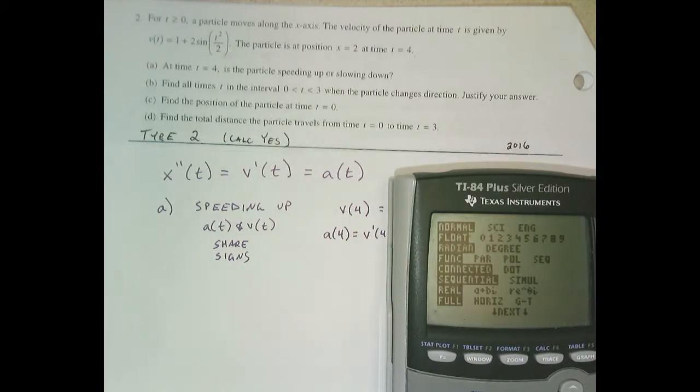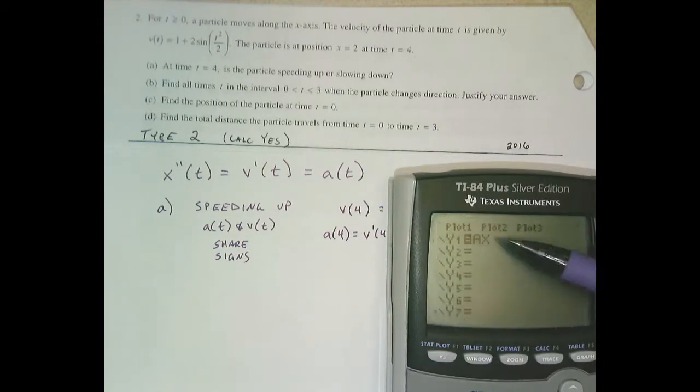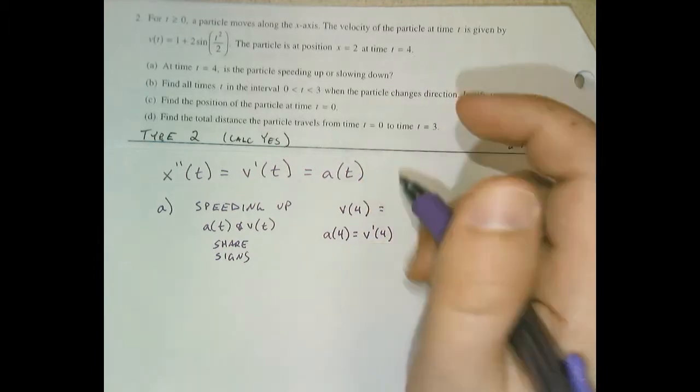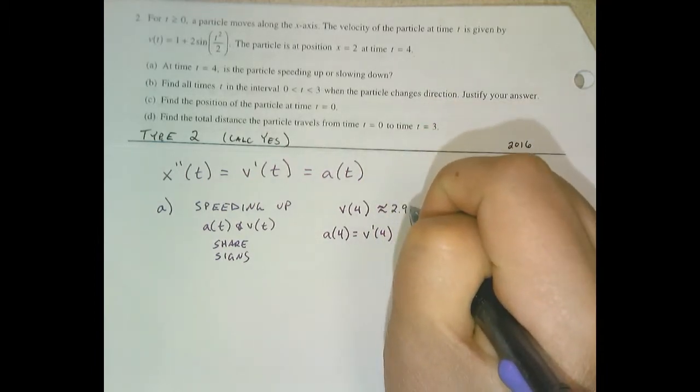Second, because you're probably going to evaluate the function more than once, I would put the function into y1. So 1 plus 2 sine of x squared over 2. This is the velocity function. From the home screen, if I want to evaluate that function, I can press vars, scroll right to yvars, and select function. Evaluate y1 at time 4. Okay, that's not the only way to do it, but that's one way of doing it. 2.978. So v of 4 is approximately 2.978.